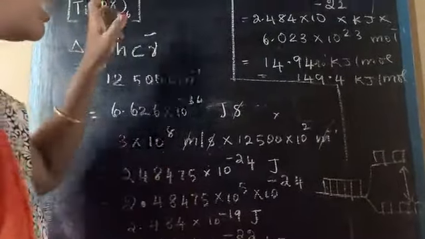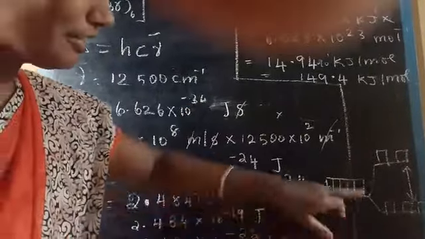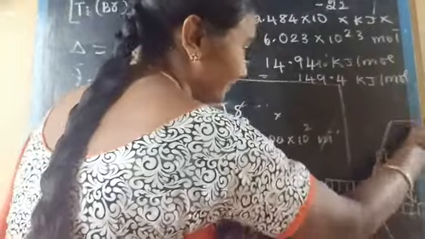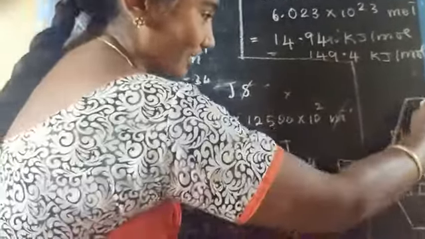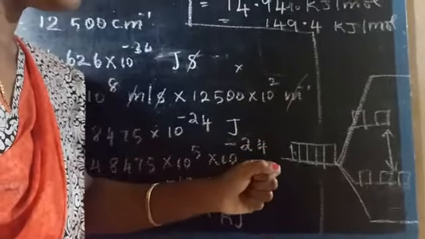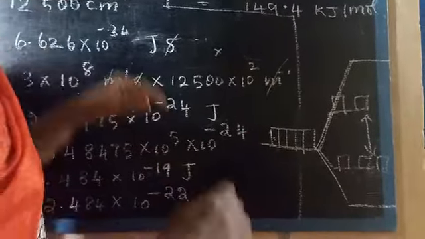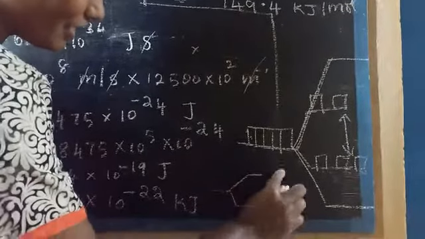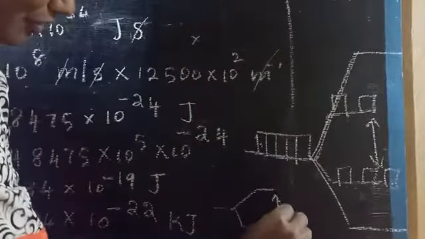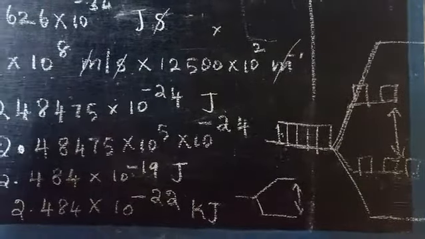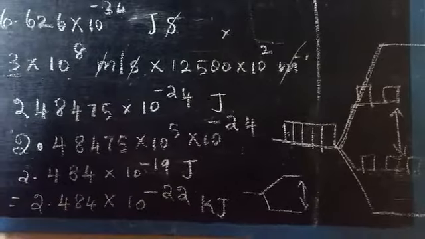If the ligand is strong field, the splitting is very big. Are you clear, children? So the energy value is very large, excess energy. At the same time, if it is weak field, the splitting is very small. That shows the energy level is less. This is the concept, children. Can you understand, children?